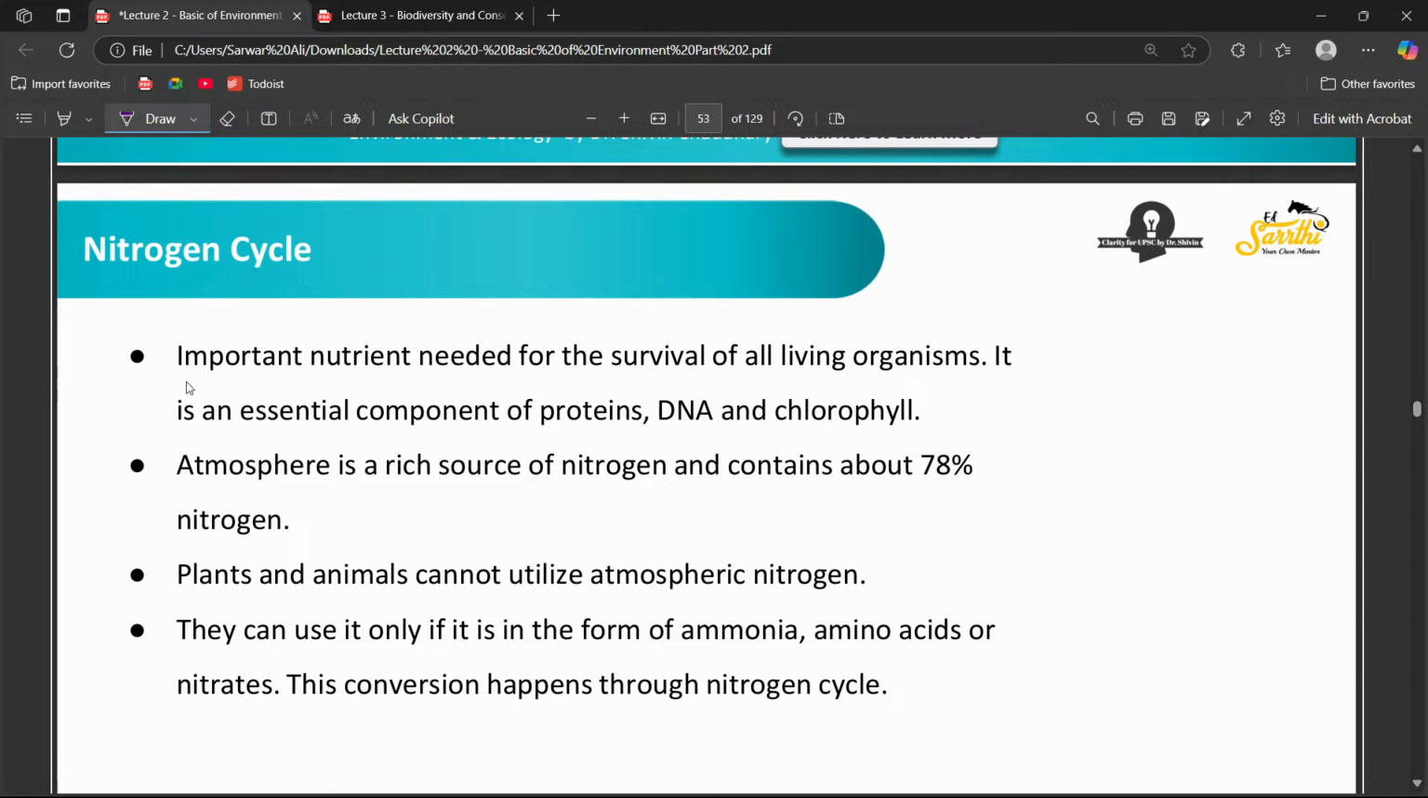Nitrogen cycle. Nitrogen is a very important nutrient needed for the survival of all living organisms. It is also the most abundant element in our atmosphere.